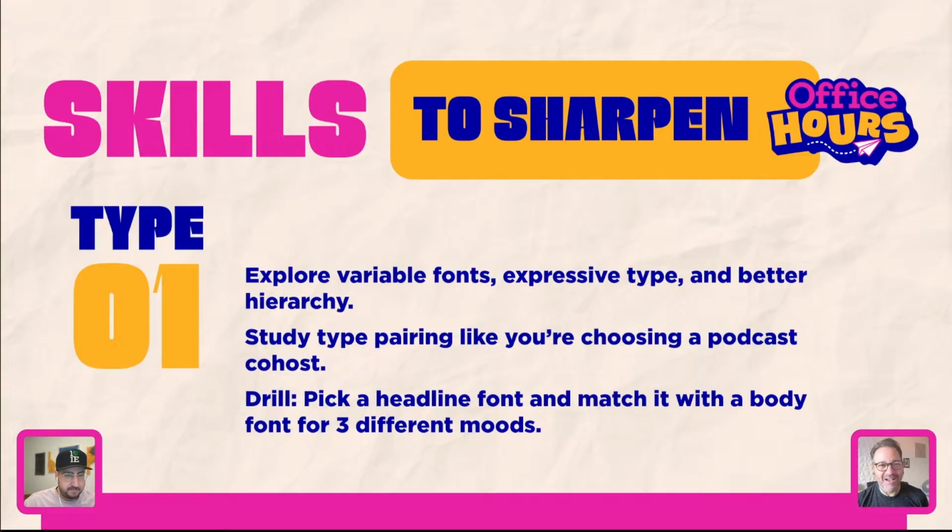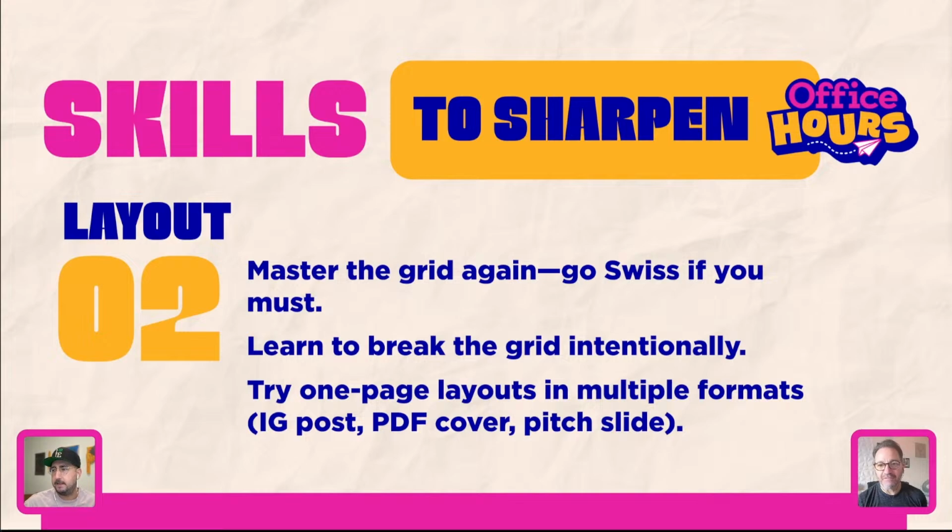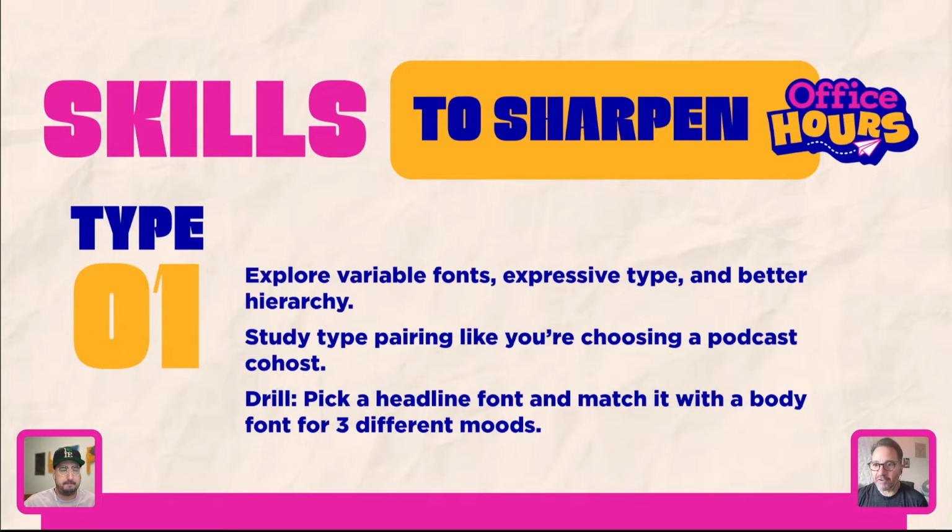These next ones relate a lot to what we did last week with type pairings and hierarchy. Oh, on the previous slide, sorry. Another thing to do with your type pairings is to choose them as if you were choosing a podcast co-host. Be picky, be selective, get in there. Then pick headline fonts that match with the body. Those drills are always great to do.